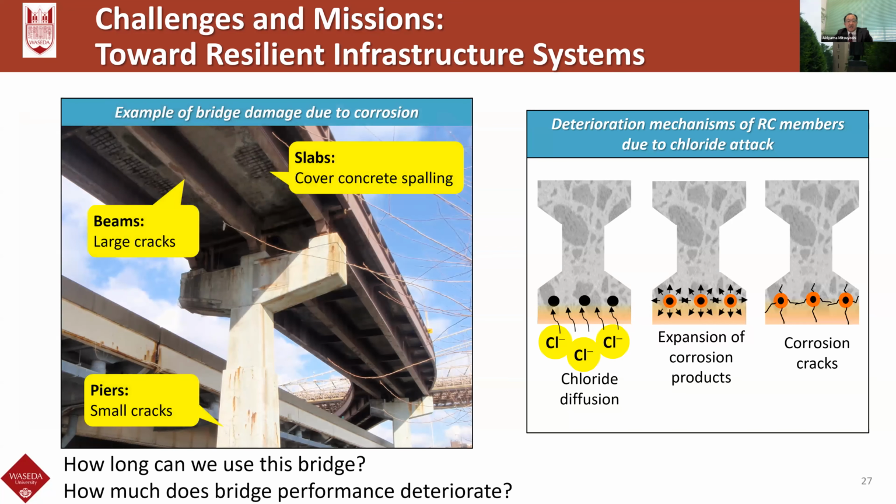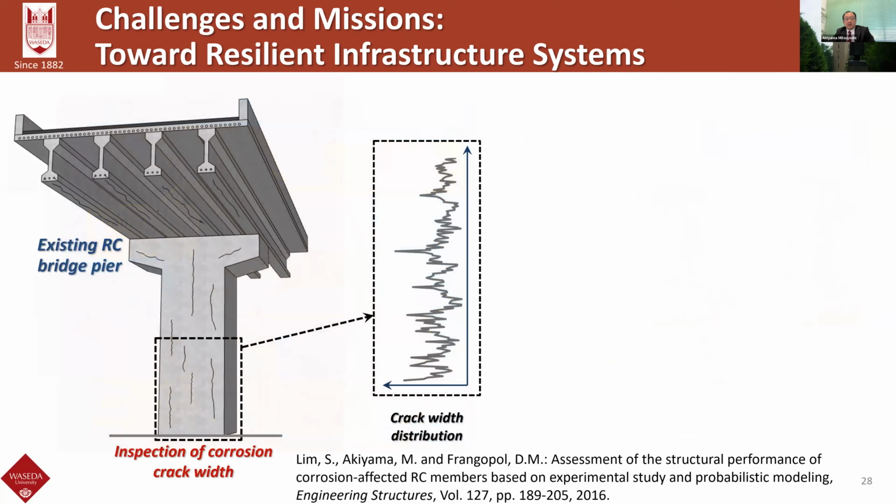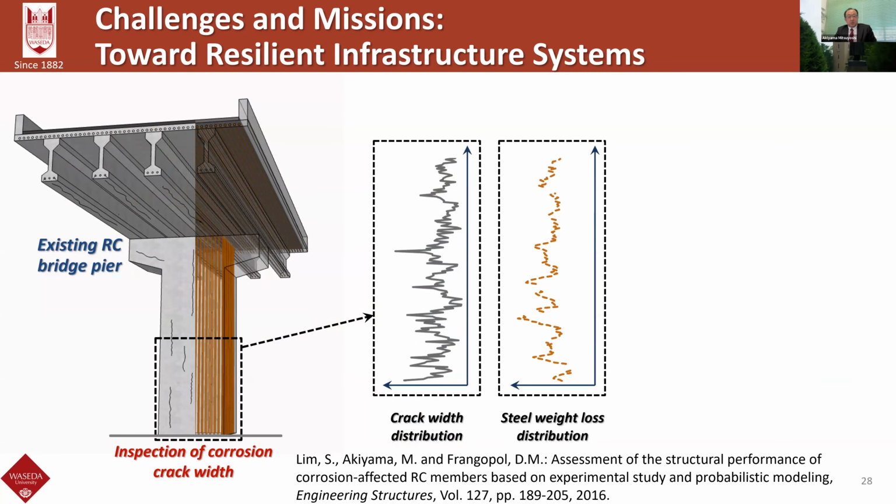So this picture shows severe corrosion cracks on bridge pier, right? And we can see cover concrete spalling on the concrete slabs. However, still we are not sure how long can we use this bridge, or how much does the bridge performance deteriorate? These are very simple questions, but it's quite difficult to respond to these questions. So I will present one illustrative example to estimate the structural capacity of aging concrete structures.